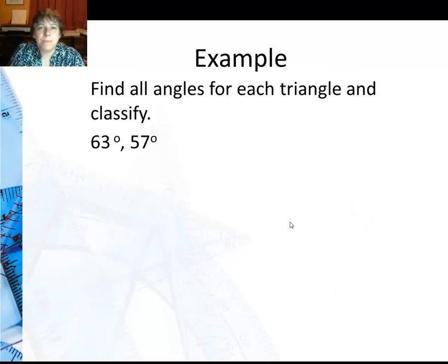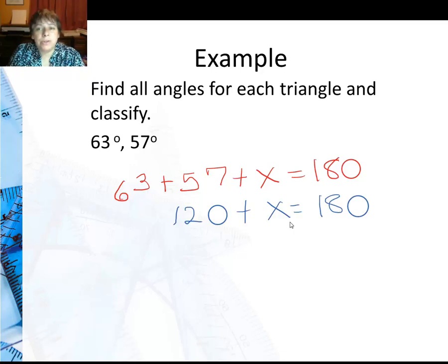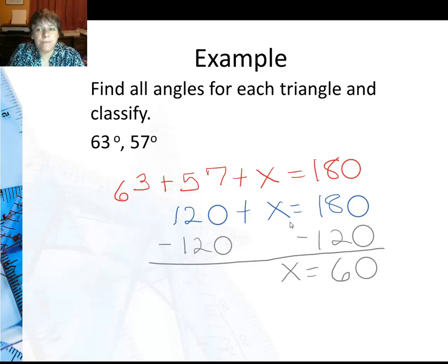In this example, I'm going to find all the angles for each triangle, and then I'm going to classify it. I know two of the angles are 63 degrees and 57 degrees. So I know 63 plus 57 plus x must equal 180, or 120 plus x is 180. Subtracting 120 from both sides, I get x is 60. So that means my largest angle is 63 degrees, which is acute. So my triangle is acute.